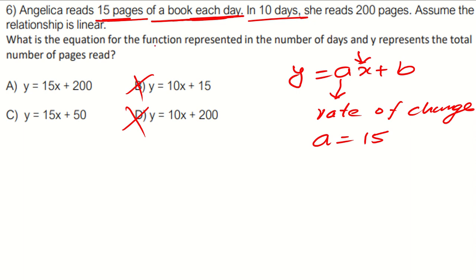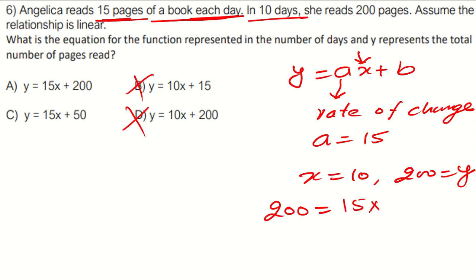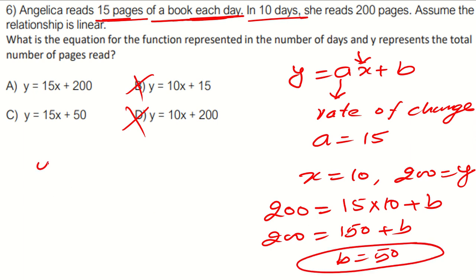What is the equation for the function, where x represents the number of days, and y represents the total number of pages she reads? So in 10 days means x is equal to 10. She reads 200 pages, so 200 is the value of y. So you just put it here. So y is equal to, means 200 is equal to ax, a is 15, x is 10, plus b. So 200 is equal to 15 multiply 10, 150, plus b. So b is equal to 50. So what will be the answer? y is equal to 15x plus 50. So this will be the answer.